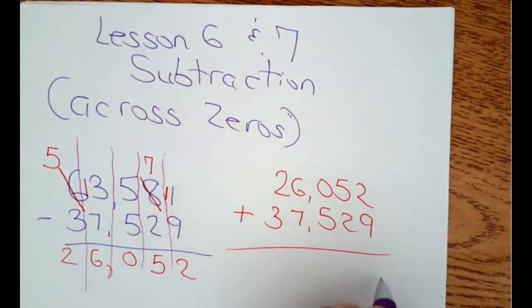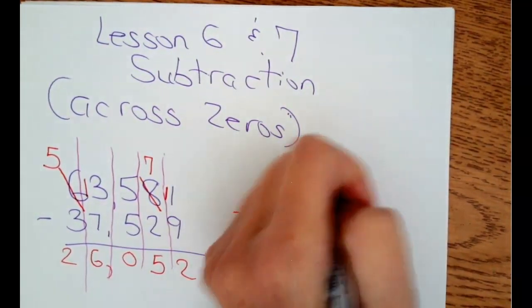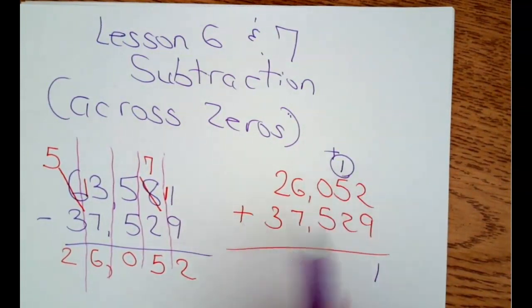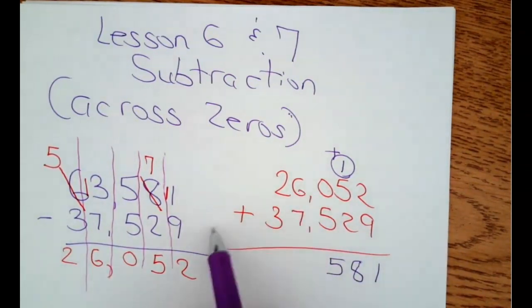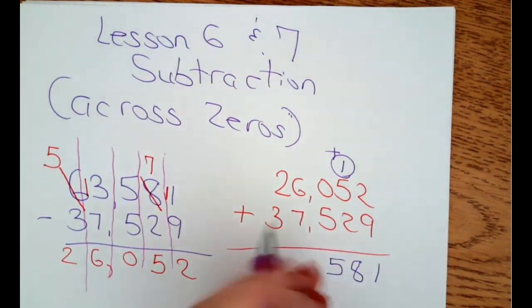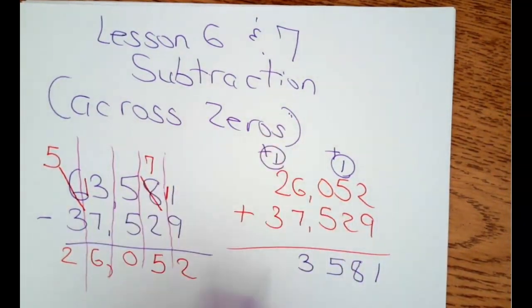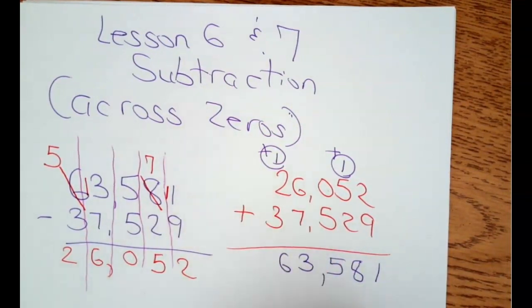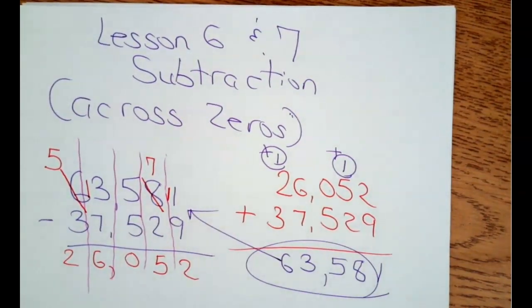Well, 2 plus 9 is 11. We know you can only put 1 digit in 1's place value. Circle it. Don't forget it. I have 5 plus 1 is 6 plus 2 is 8. 0 plus 5 is 5. 6 plus 7, well, 13. Okay, bring the 1 over, regroup it. And then this equals 2 plus 1 plus 3 is 6. Is this what I started out with? Yes. So then you know you've done a good job.